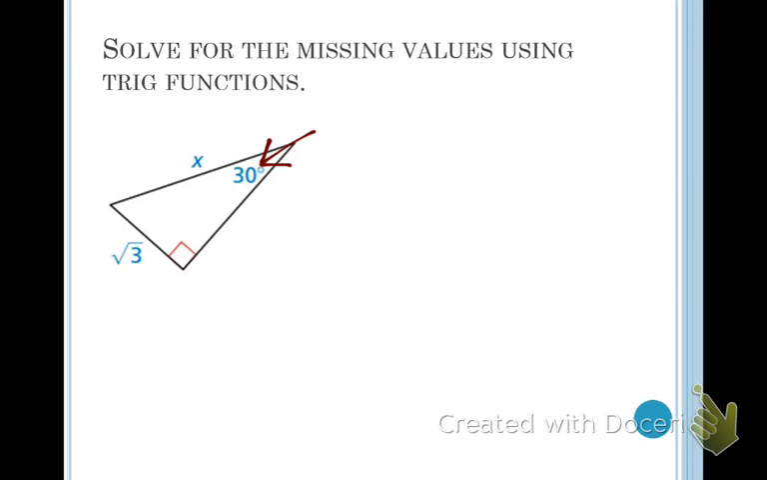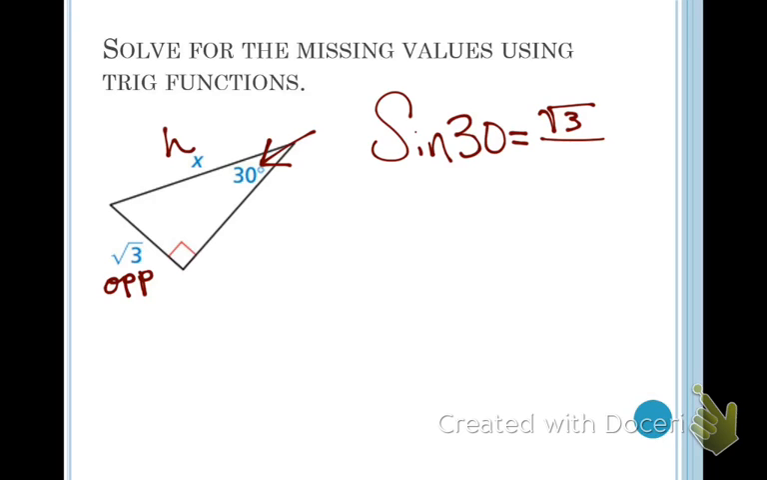What kind of side is the square root of 3? Opposite. And what kind of side is x? Hypotenuse. So which trig function do we use for opposite and hypotenuse? Sine. From which angle? 30. Sine of 30 equals the opposite, which is square root of 3, over the hypotenuse, which is x. Can I just multiply by the square root of 3 right now? No, you have to flip that. I flip the right side, which means I flip the left side.